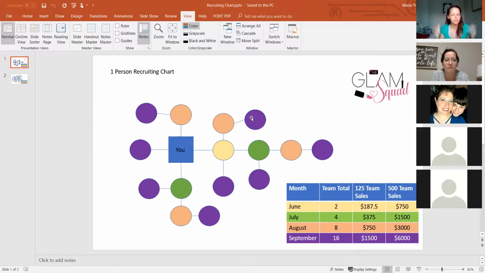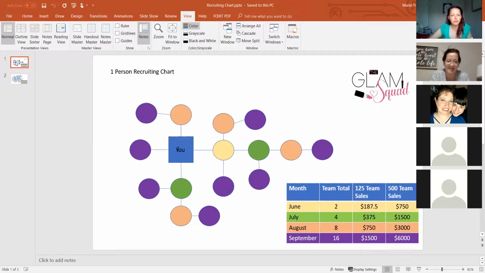That's actually a pretty decent little model. And what I did here for you guys is I just broke it down to you what your growth would look like if you followed the 501 formula. So your team total in June would be 2 people because it would be you and your person that you recruited. Okay, I tried to get fancy with my transitions so that it would just pop up each month's bubbles, but like I said, I was running low on brain function, so we just did this.